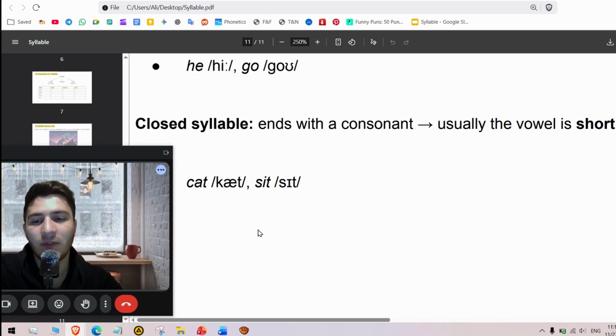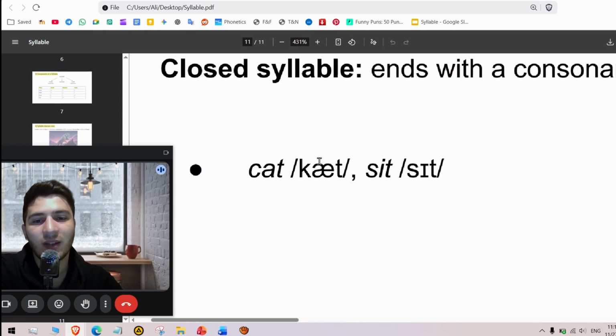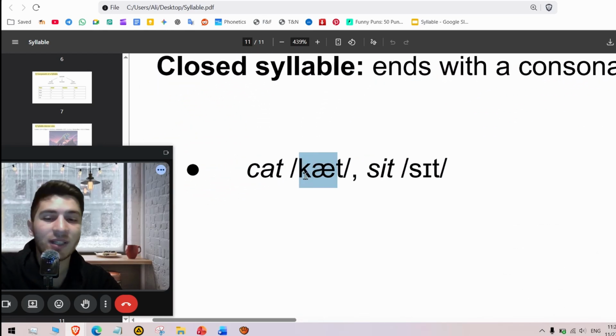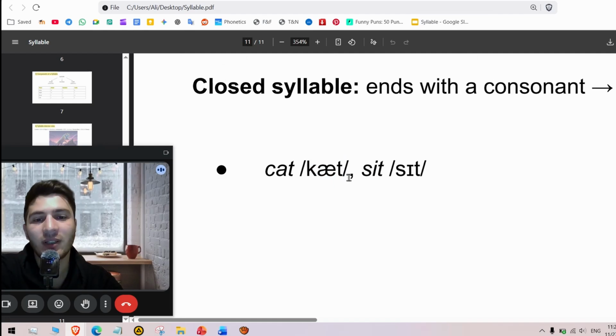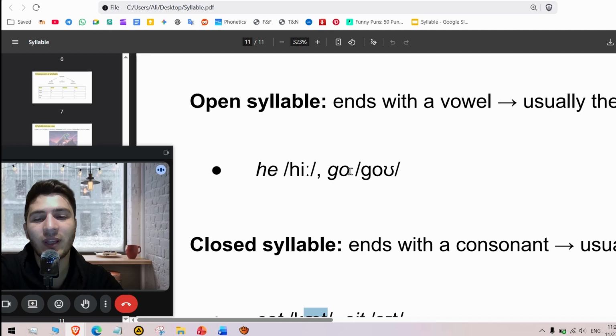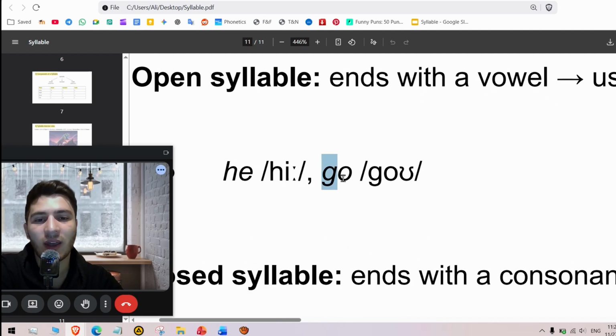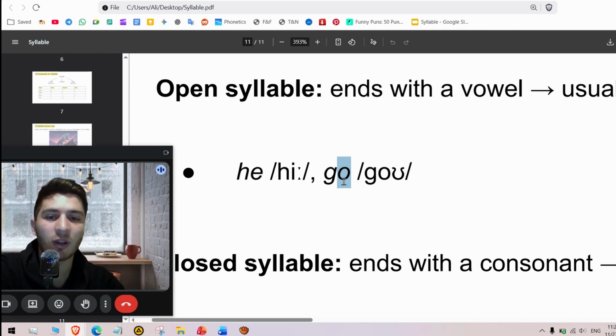For example, if we say the word cat, there is a vowel, but the word is not ending with the vowel. There is a consonant at the end of the word. That's why, yes, there is a syllable in this word, because there's a vowel sound, but this is a closed syllable since the word doesn't end with a vowel. But on the other hand, we can see that these words end with a vowel. That's why they have an open syllable.